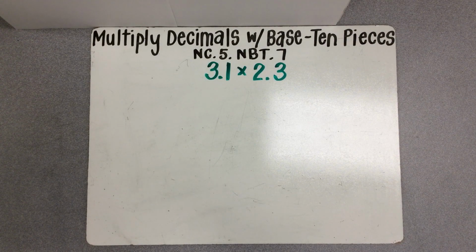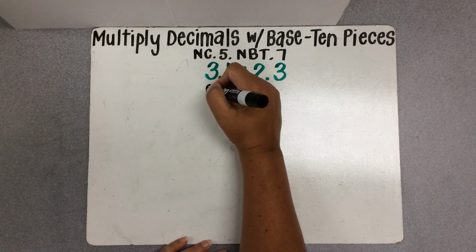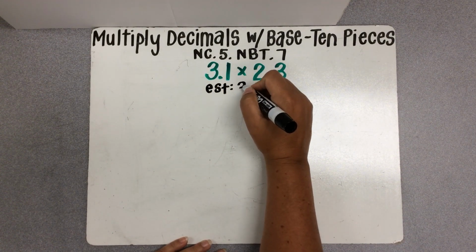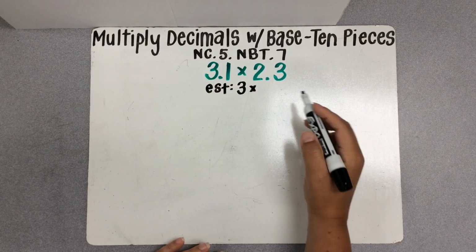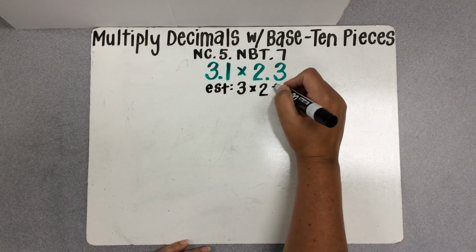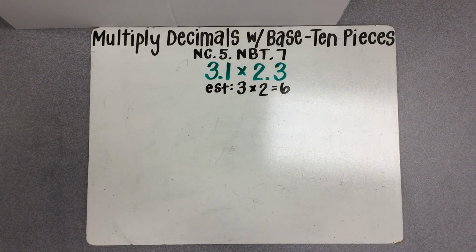Before we begin to solve, we should estimate so that we can determine the reasonableness of our final answer. I know that 3 1/10 is close to 3, and 2 3/10 is close to 2, and that 3 times 2 would be 6. This lets us know that our answer will be around 6.